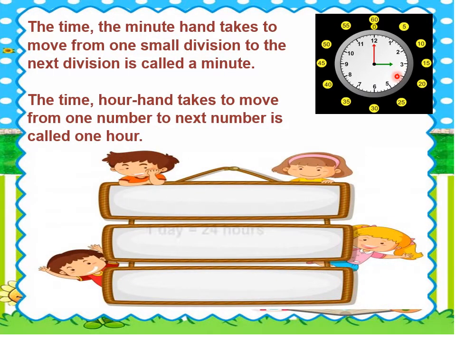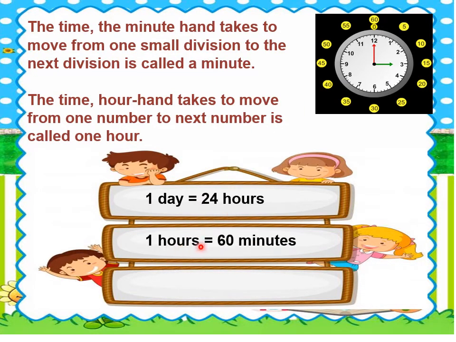From this we will come to know, one day is equal to how many hours? 24 hours. Then 1 hour is equal to 60 minutes. Then 1 minute is equal to 60 seconds.